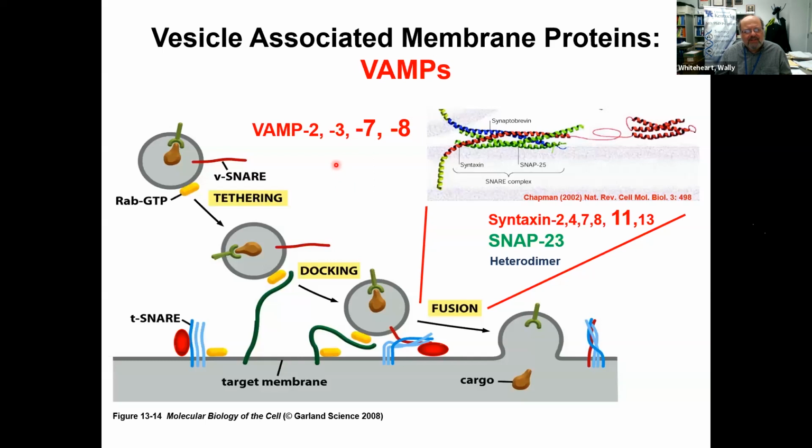However, 4 are dominant. The other 2 are only present in trace amounts. So VAMP2, VAMP3, VAMP7, and VAMP8 are the dominant ones in platelets. And they form a complex that spans these two bilayers and mediates fusion. These are called SNARE proteins, and there are some on the target membrane that bind to the VAMPs to mediate this process. And I won't talk so much about the ones on the target membrane.